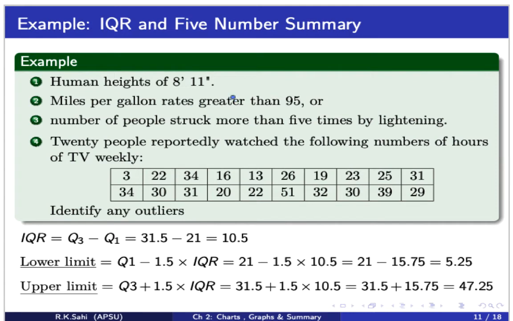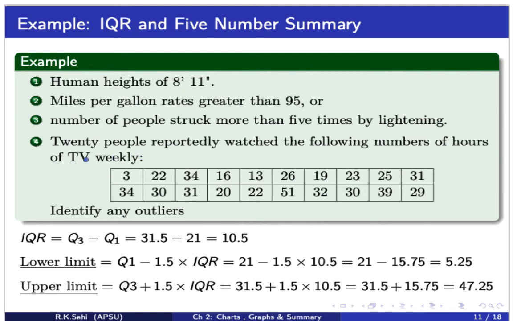If a human height is 8 feet 11 inches, definitely that's an outlier. Miles per gallon rates greater than 95? Oh my gosh, that's an amazing vehicle you have then. Or the number of people struck more than 5 times by lightning. I don't think so. We shouldn't be liking that.